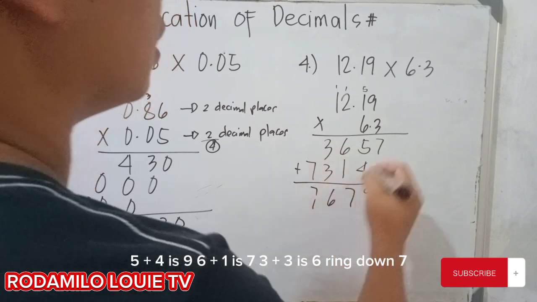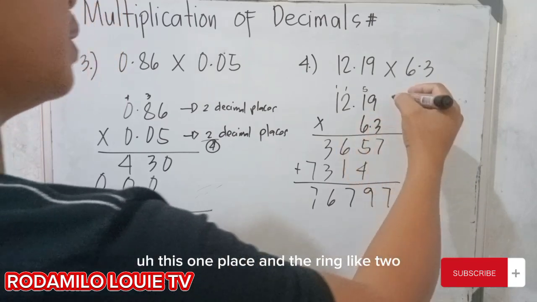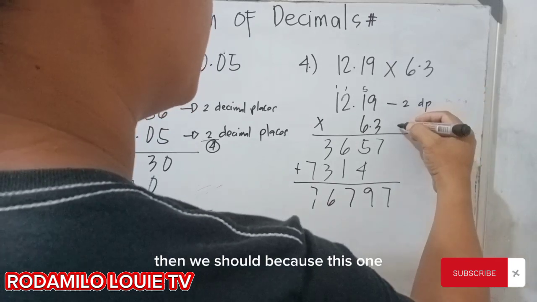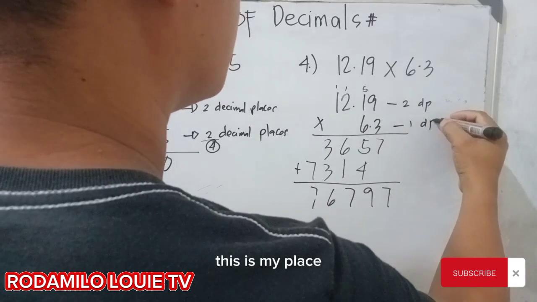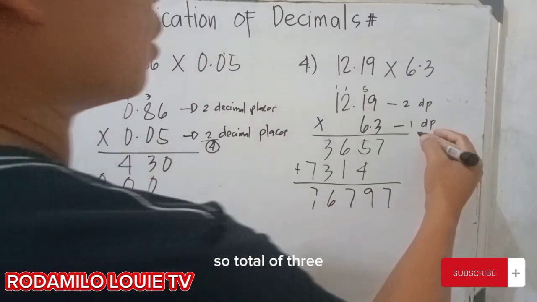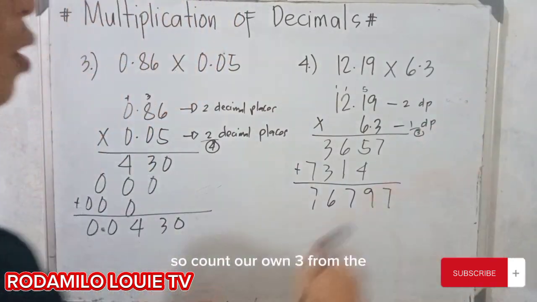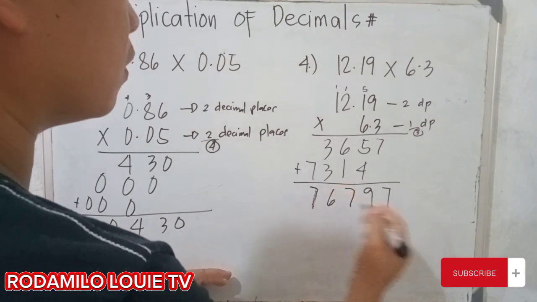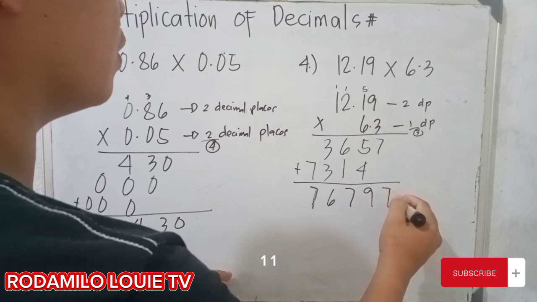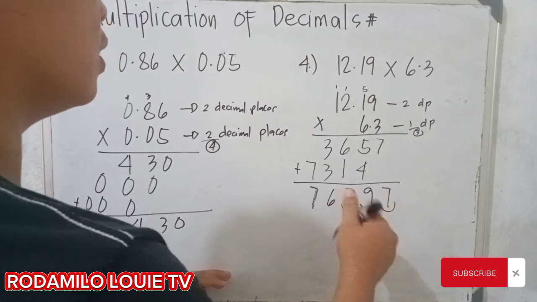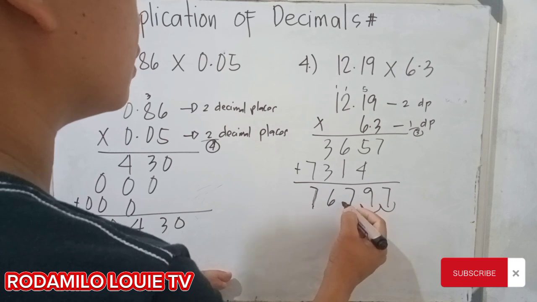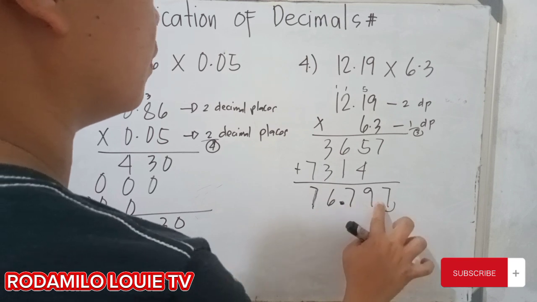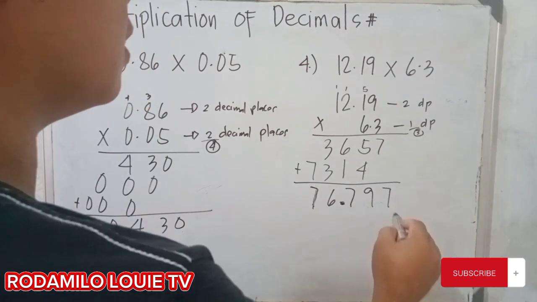Bring down 7. So let's determine the decimal places. Here there are 2 decimal places. The other one has 1 decimal place. So total of 3. So count 3 from the right. 1, 2, 3. So this is where our decimal point goes. So therefore, that is our answer.